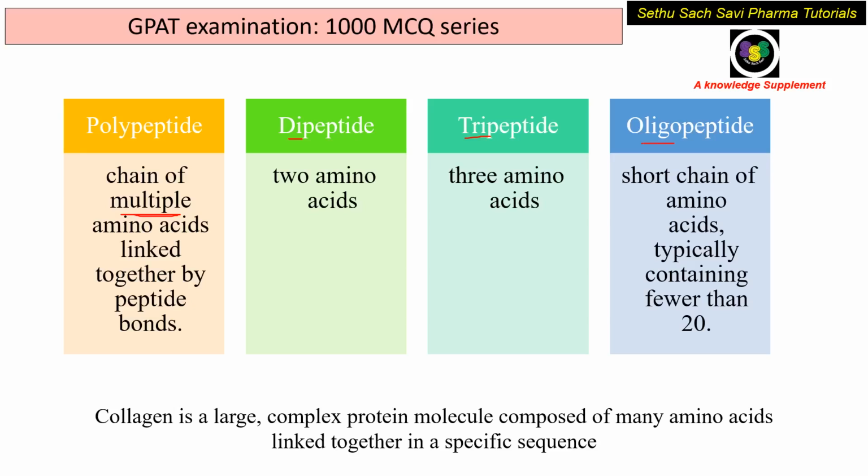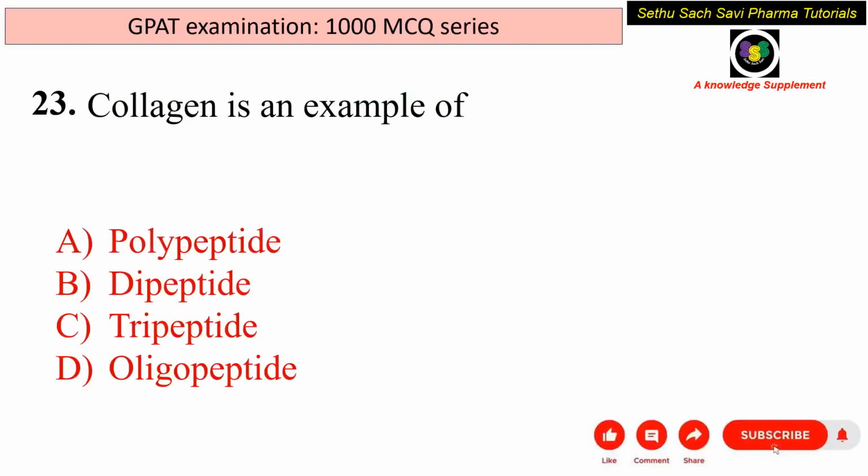See, collagen is a very large, complex protein molecule. It is composed of many amino acids linked in a specific sequence. Okay, which means collagen will belong to which category? It will belong to the polypeptide category because it contains many amino acids. Right. So, what will be the answer? Collagen is an example of polypeptide. Coming to the next question.